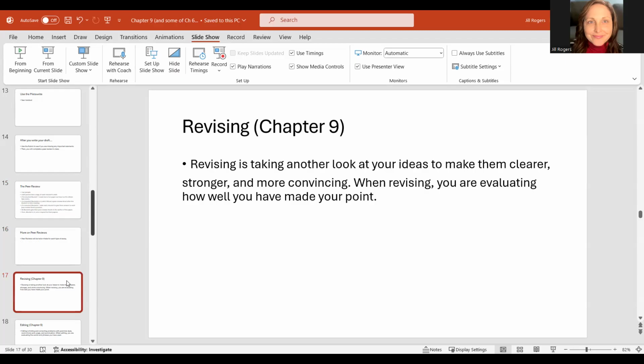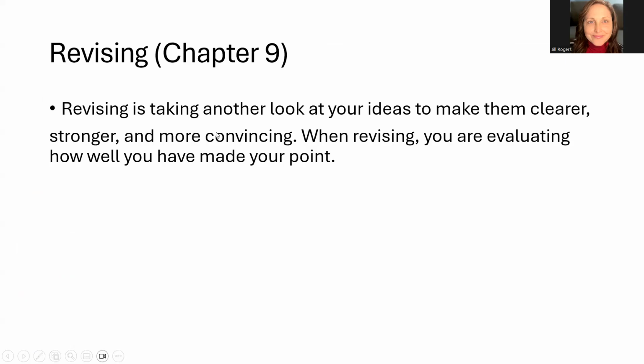Okay, so now we're on chapter 9. Chapter 9, one of the main points is about revising. So what is it? Revising is taking another look at your ideas to make them clearer, stronger, and more convincing. When revising, you are evaluating how well you've made your point, how clear your point is, if your point is coherent, is your essay unified, does it follow structure? You're doing everything.